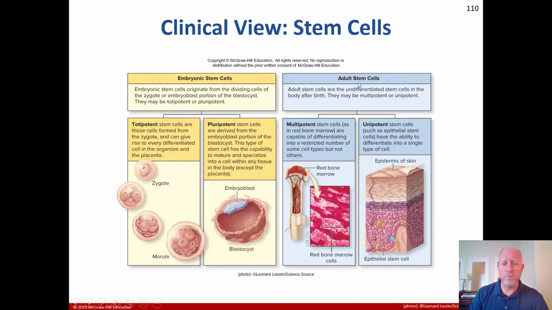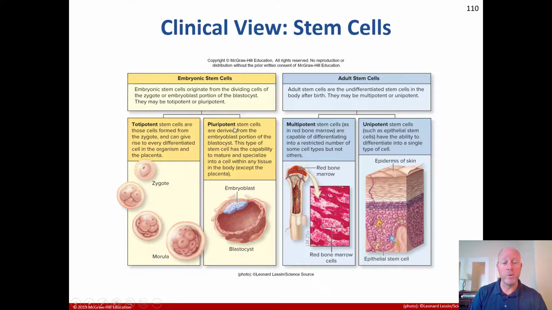Seeing embryonic stem cells versus adult stem cells. The embryonic stem cell is from the dividing cells, the zygote or the embryoblast, or the blastocyst, right? And we're not going to get too much into totipotent or pluripotent just yet. Well, we'll cover a little bit here real briefly. Totipotent stem cells are those cells formed from the zygote. They can give rise to every differentiated cell in the organism and the placenta.